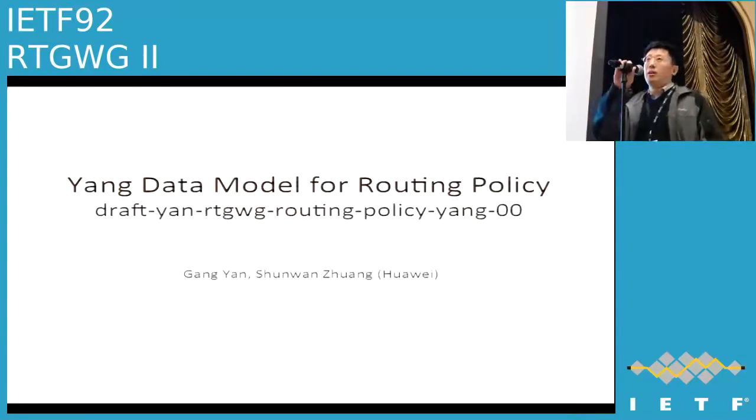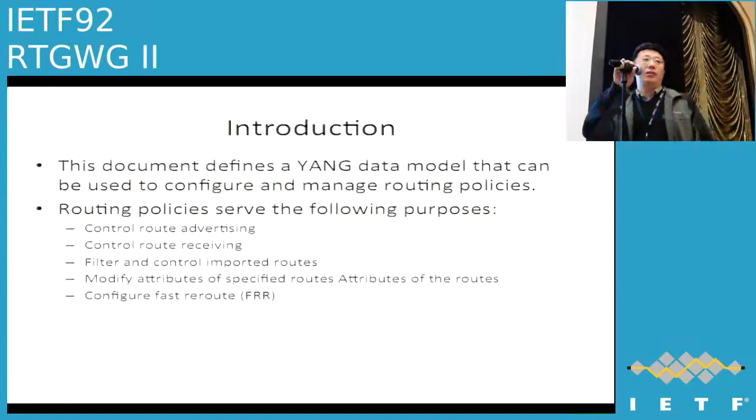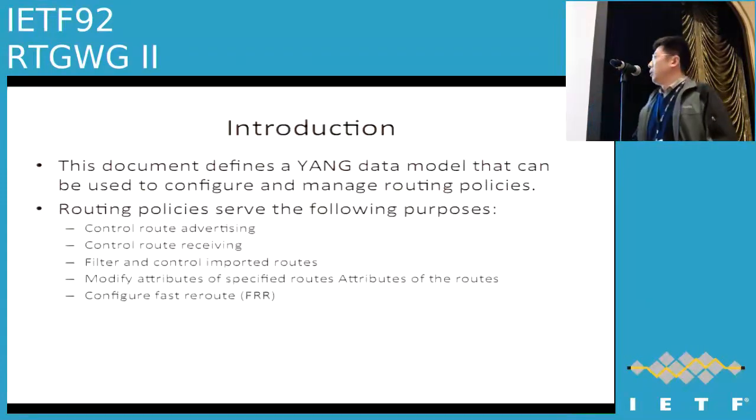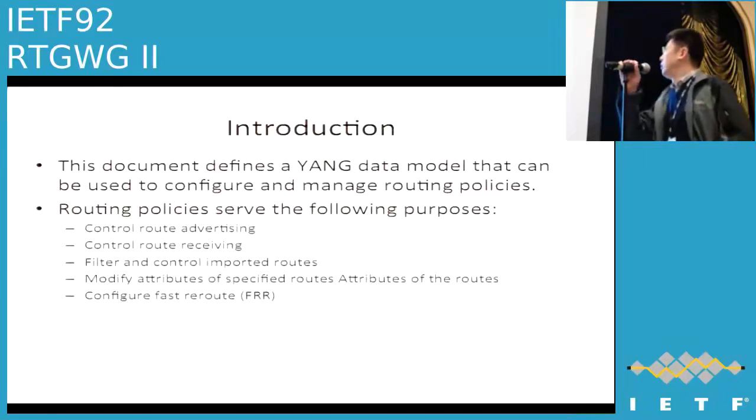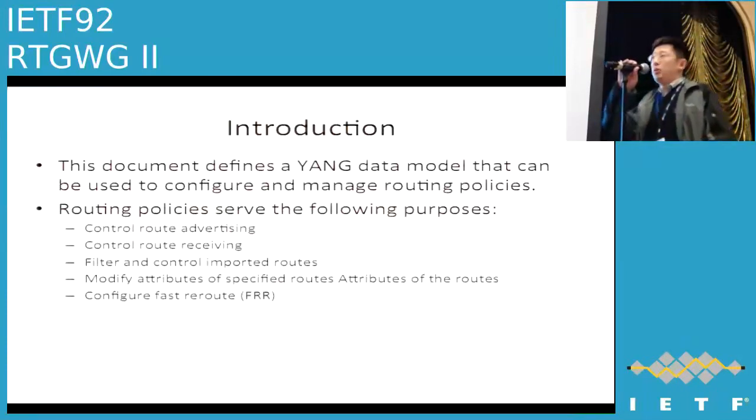Okay, next, please. After the last IETF meeting, we know the IETF wants to get a common policy architecture. At that time we took care of the content of the policy, what we have, what we want. From our view, the routing policy supports the following functions: control the route advertisement and control the route receiving. Also filter, when different protocols import routes, filter those routes and modify some attributes. Finally, sometimes we can also use the policy to control the FRR. We call it static FRR.